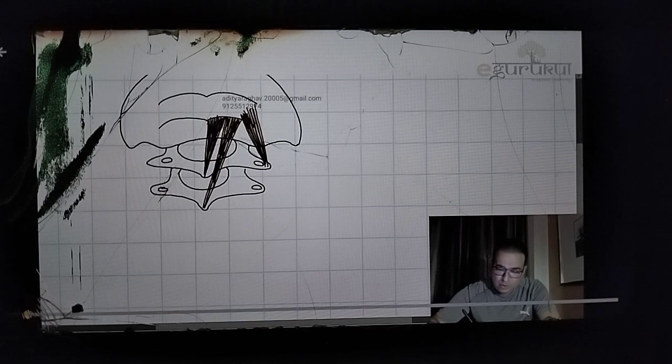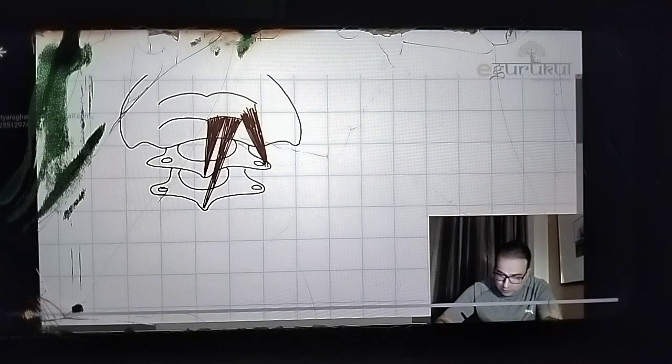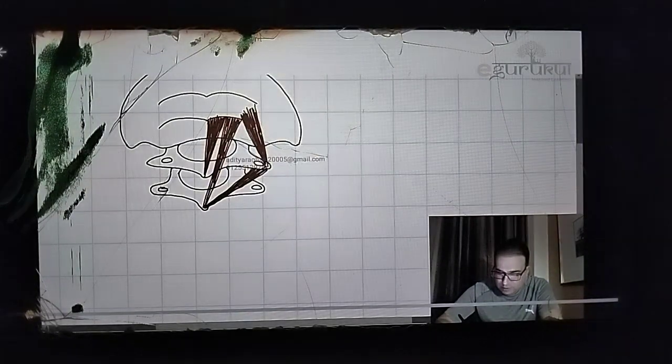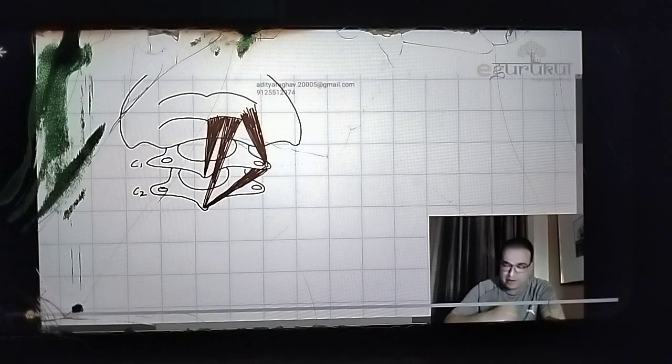And why are we not only calling it obliquus capitis? Why is the word superior there? Because there is another muscle called obliquus capitis inferior, which is attached from the spinous process of the axis to the transverse process of the atlas. Look at that. It originates from the transverse process of the atlas and goes to the spinous process of the axis vertebra, that is C1 and C2. Here is the first cervical vertebra, and that is the second cervical vertebra.